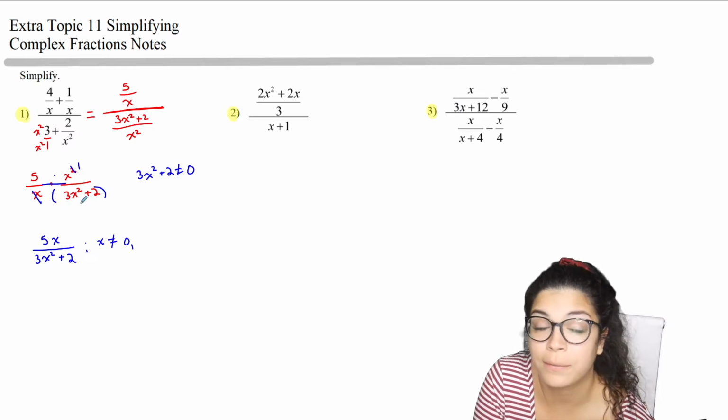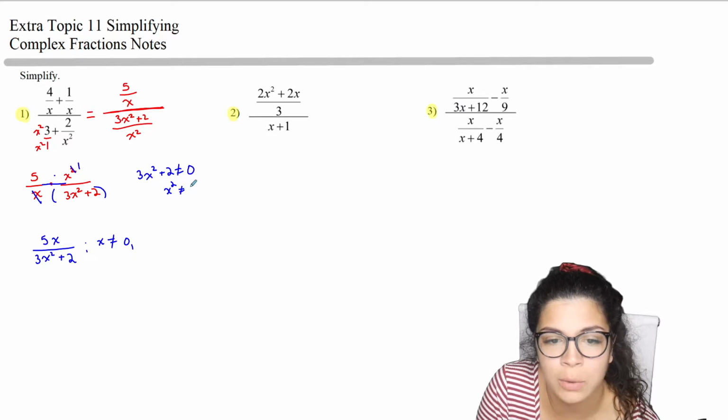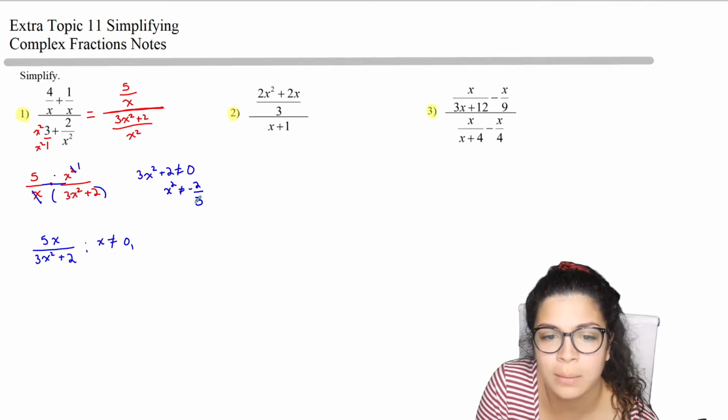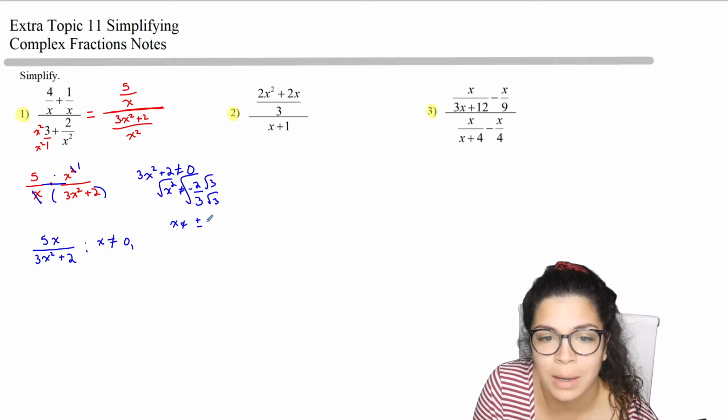Like this entire factor can't equal 0. So that means that x squared cannot equal -2 over 3. And then square root both sides. x cannot be plus, minus, and multiply by the square root of 3 to rationalize the denominator. So x cannot be plus minus i square root of 6 over 3.